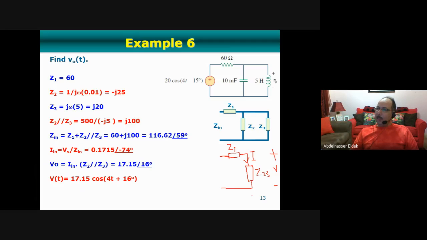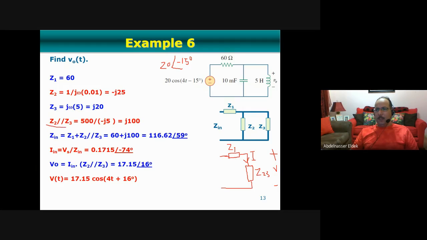The current equals the voltage, which is 20 with negative 15 degrees, divided by the total impedance, which is Z1 plus Z23. These two are in series now. This is the current. You multiply this times Z23. This will give you the required voltage, which is VO.